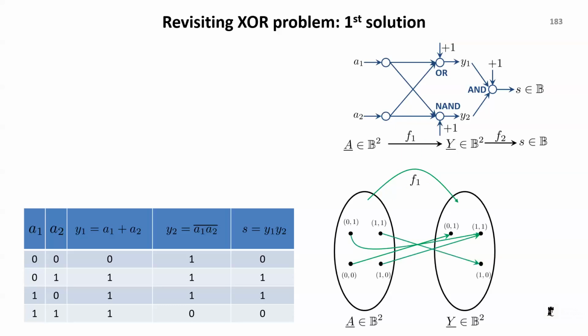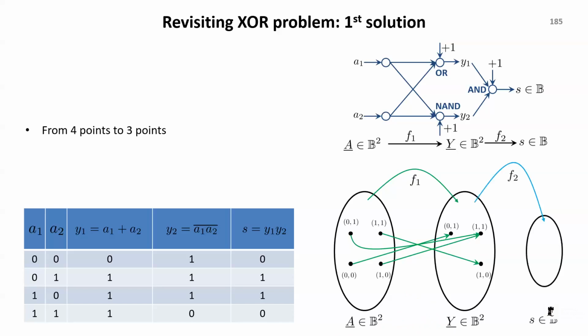So basically, you can see from 0, 0 to 0, 1. From 0, 1 becomes 1, 1. From 1, 0 becomes 1, 1. From 1, 1, we get 1, 0. You can see the dimension is the same, but the number of points reduces from 4 to 3.